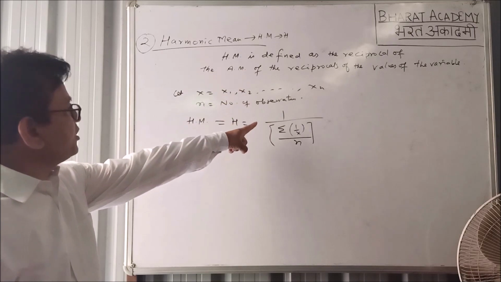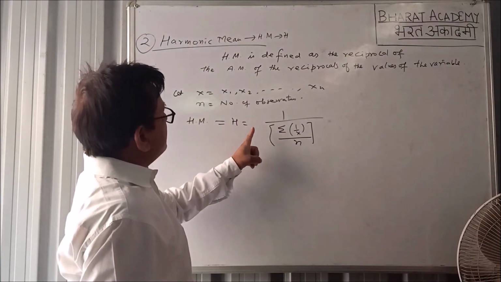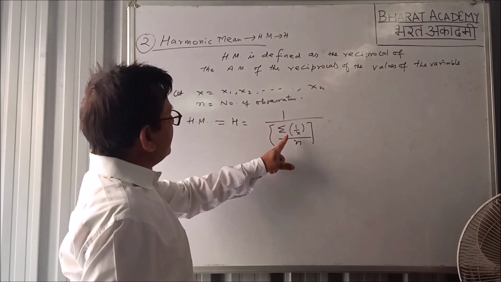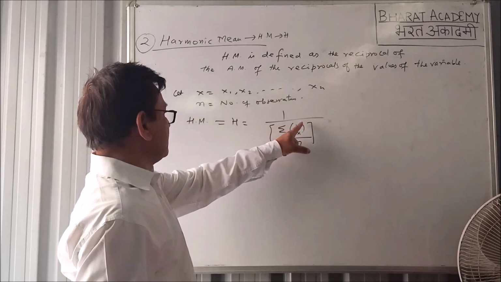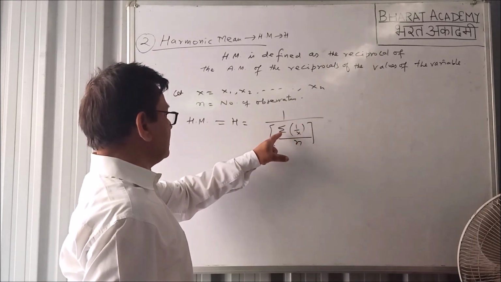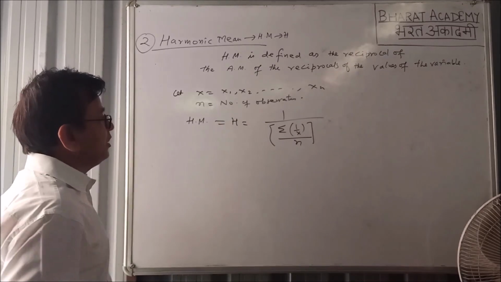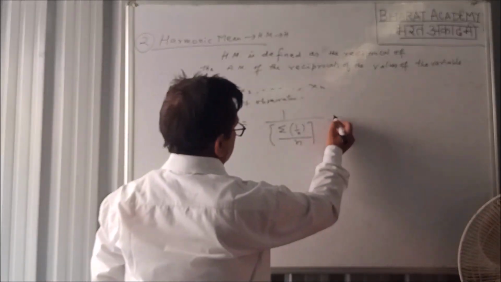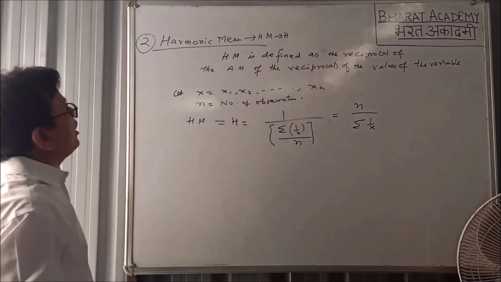Harmonic mean is the reciprocal of the arithmetic mean. H is the reciprocal of the arithmetic mean of the reciprocals of the values of the variables. जो सारे 1 upon x जो reciprocals है, इनका जो arithmetic mean है उसका reciprocal ही तुम्हारा harmonic mean होगा. इसको दूसरे terms में आप ऐसे लिख सकते हैं n upon summation 1 upon x. This is your harmonic mean.